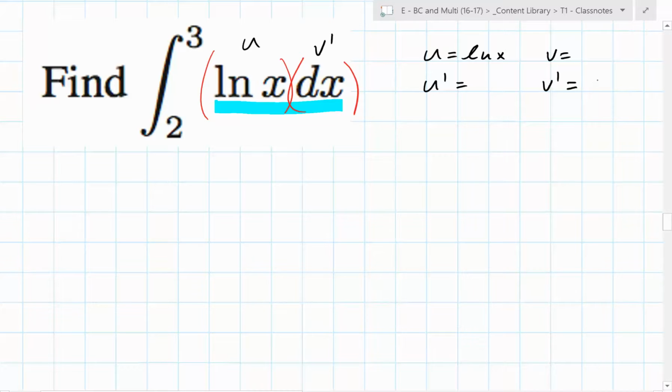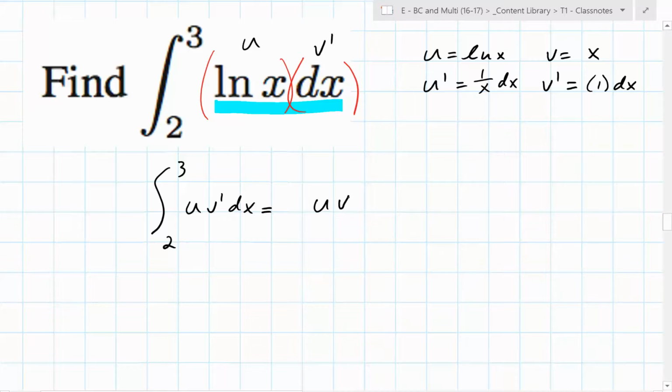So if we said v prime is 1 dx, there's an invisible 1, we know that v is going to be x. And we know that u prime, what's the derivative of ln? It's going to be 1 over x dx. So what does that mean we have? It means we have the integral from 2 to 3 of u v prime dx. We're saying that's going to be equal to, based on our rule, u times v from 2 to 3. We're doing a definite integral just to get numbers at the end, minus the integral from 2 to 3 of u prime v.